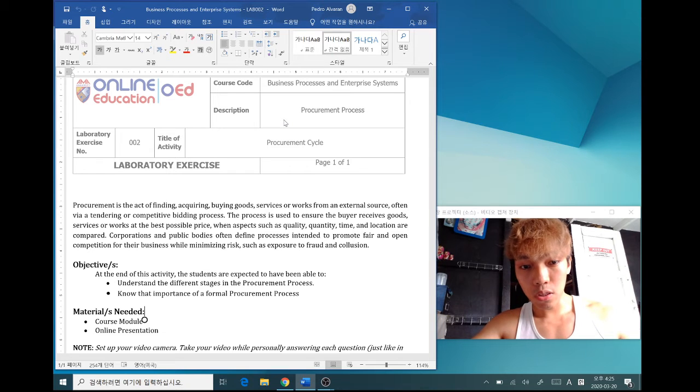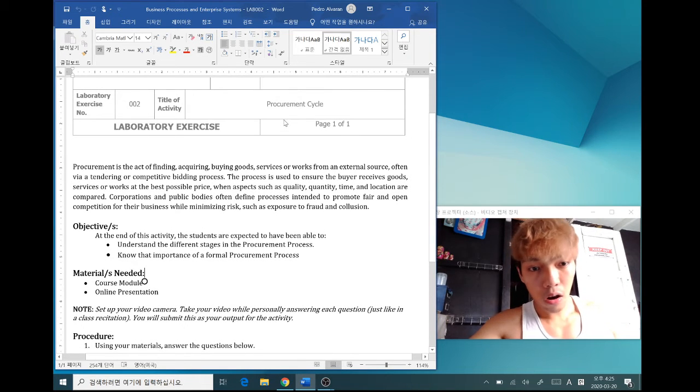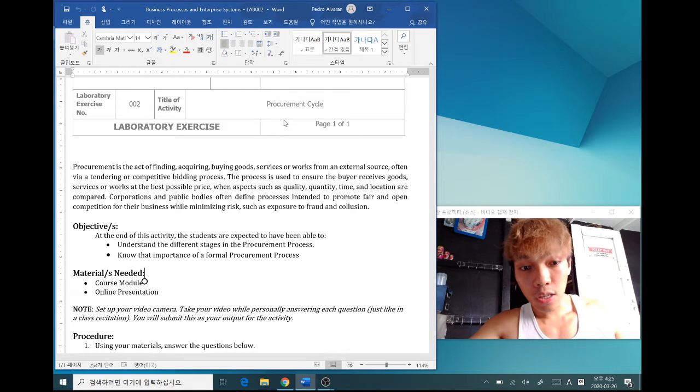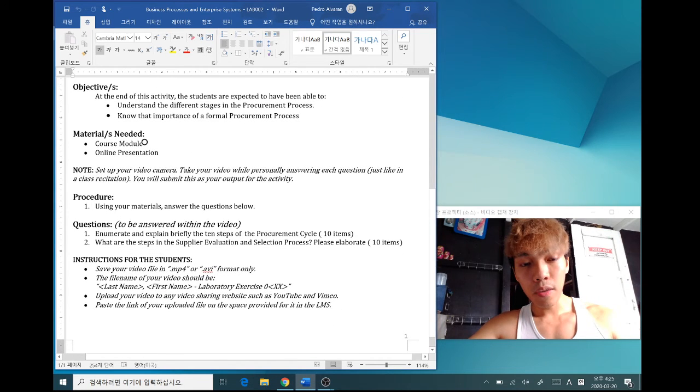Corporations and public bodies often define processes intended to promote fair and open competition for their business while minimizing risks such as exposure to fraud and collusion. So, objectives of this activity are to understand the different stages in procurement process and know the importance of a formal procurement process. So let's proceed to the questions. So first, enumerate and explain briefly the 10 steps of procurement cycle.